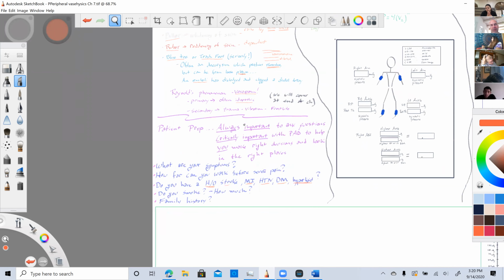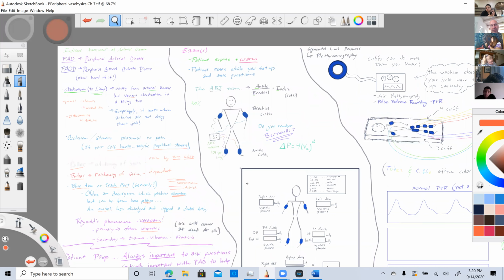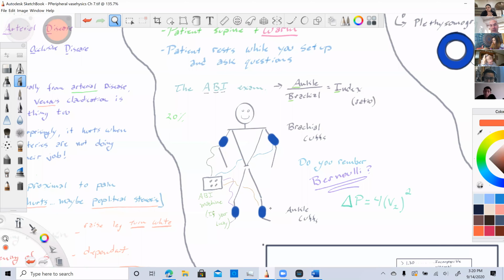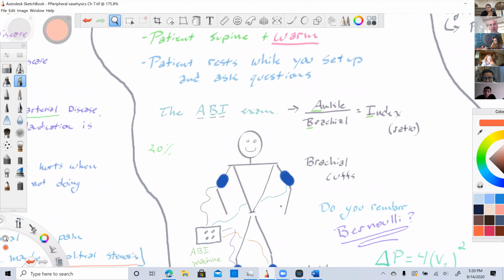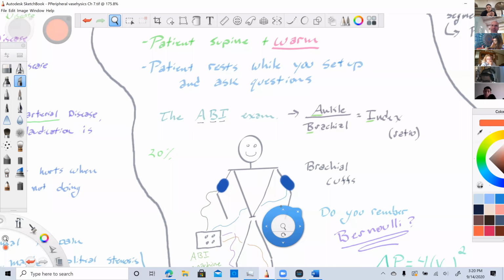I would say more so in arterial disease, that's a part of the exam. If you're not asking those questions, it's literally a part of the exam, it's like you don't get paid. So you have to ask those questions. If the nurse has already asked, that's fine too, as long as you have access to the answers.